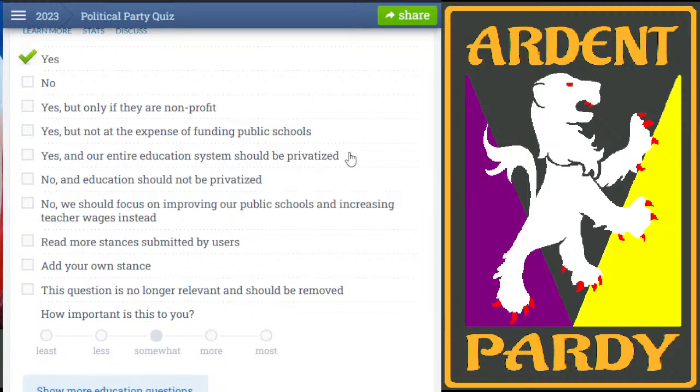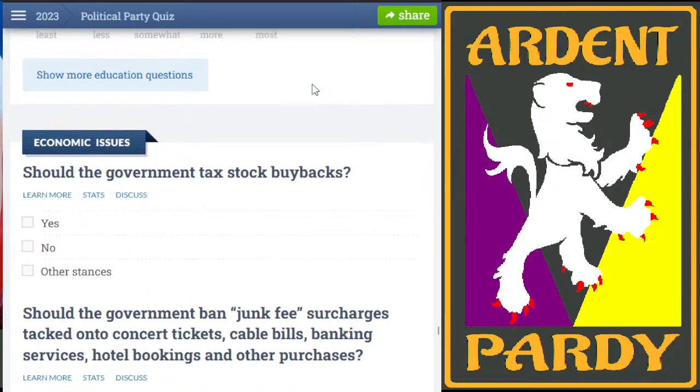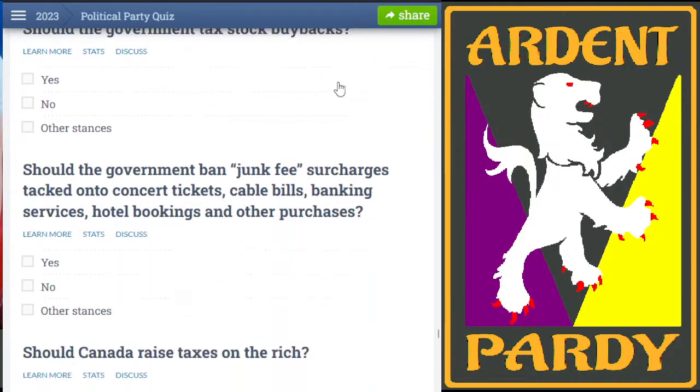Private schools do tend to have better outcomes. Oh yeah, let's increase teacher wages, because those guys aren't paid enough as it is. Yeah, I think the entire system should be privatized. I'll go with more on that one, too.